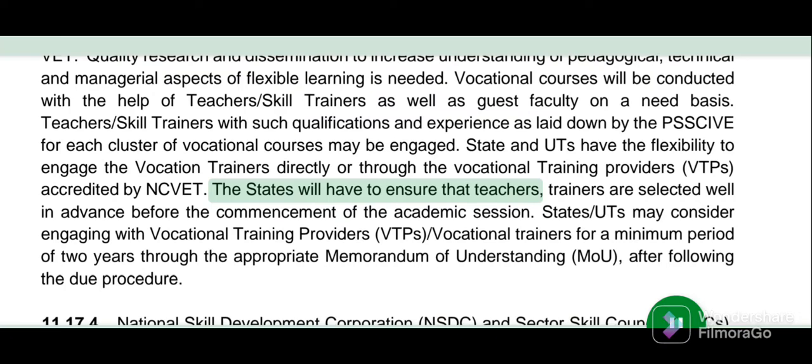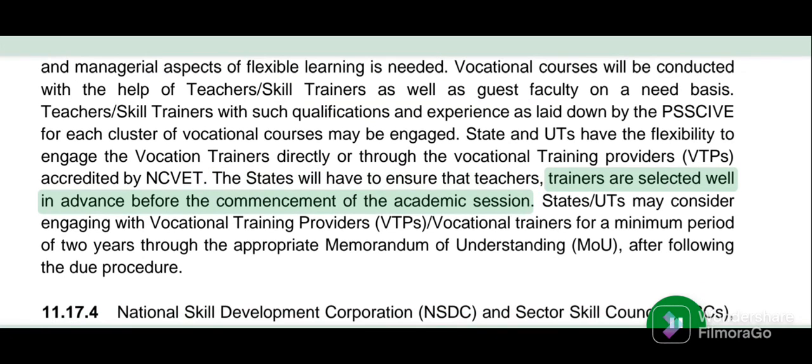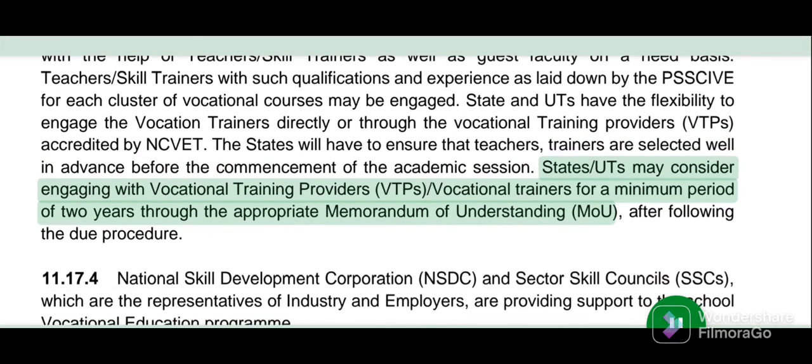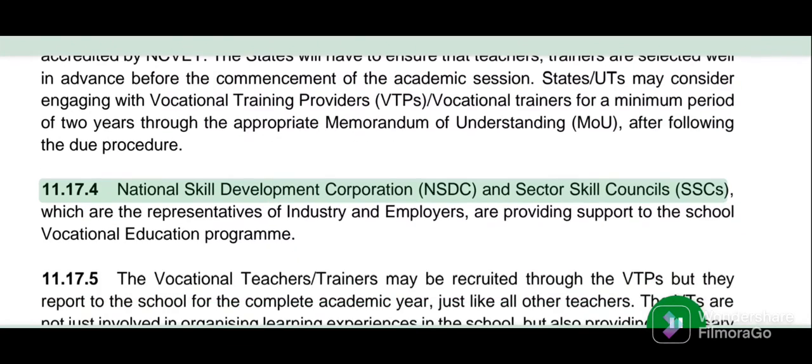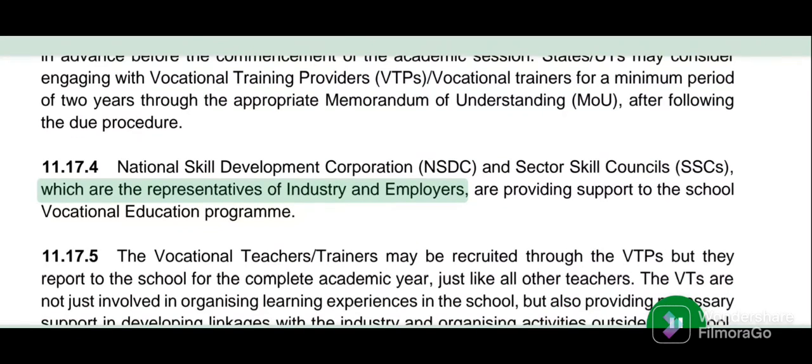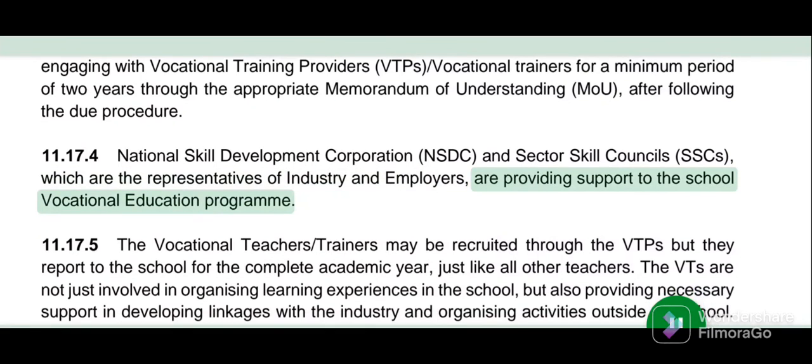The states will have to ensure that teachers, trainers are selected well in advance before the commencement of the academic session. States, UTs may consider engaging with vocational training providers (VTPs) vocational trainers for a minimum period of 2 years through the appropriate Memorandum of Understanding (MOU) after following the due procedure. 11.17.4 National Skill Development Corporation (NSDC) and Sector Skill Councils (SSCs), which are the representatives of industry and employers, are providing support to the school vocational education program.